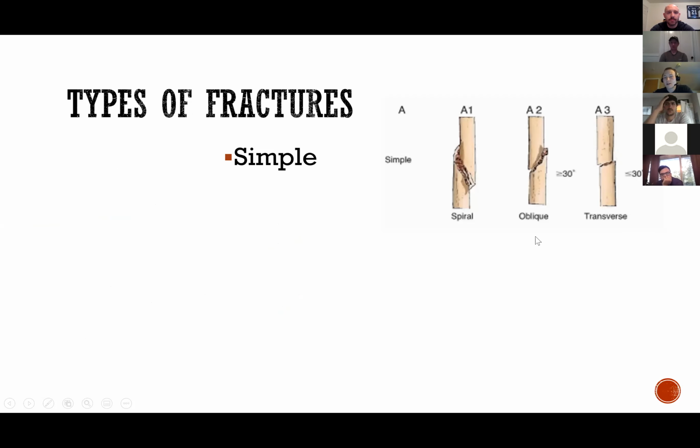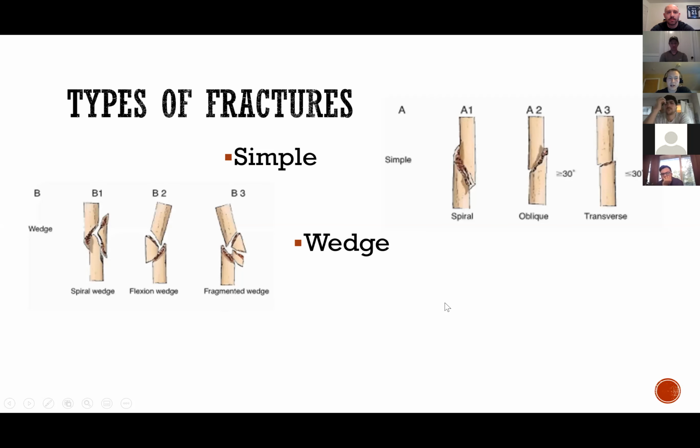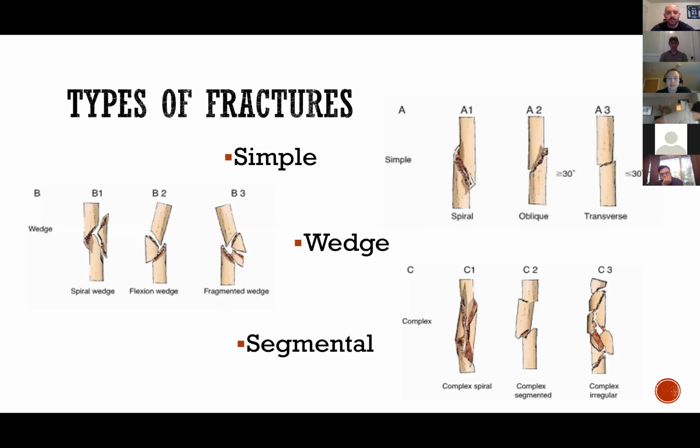So let's talk about the types of fractures. You can use nails to treat simple fractures, no matter what morphology it is. You can use them for wedge fractures or bending fractures, whether there's comminution or not. You can treat segmental injuries, whether they're complex spirals or comminuted fractures. All of these are amenable to nails.